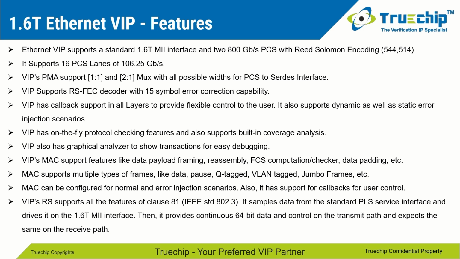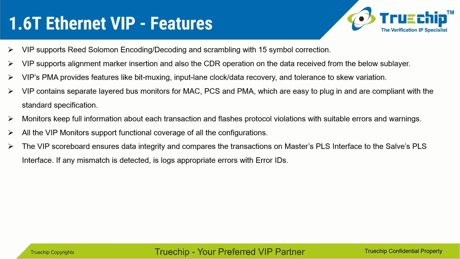VIP's RS supports all the features mentioned in Clause 81. It samples data from the standard PLS service interface and drives it onto the 1.60 MI interface. Then, it provides continuous 64-bit data and control over the transmit path and expects the same over the receive path. VIP supports Reed-Solomon encoding, decoding, and scrambling with 15 symbol correction.